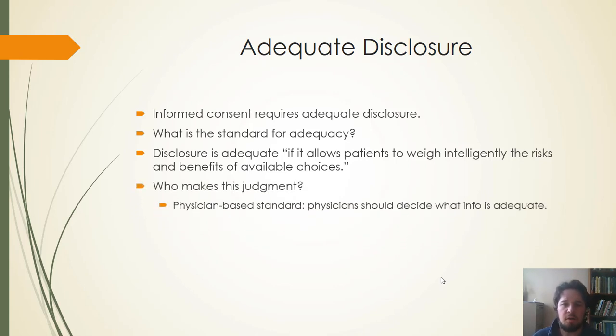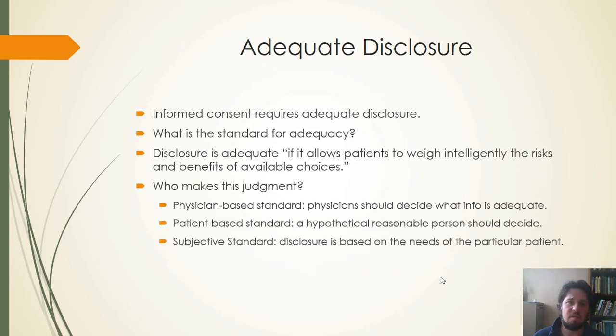Now there's a further question. Who makes this judgment of whether or not enough information is disclosed? Well, there are a few different standards that ethicists debate over. There's the physician-based standard, which basically says physicians should choose what information is adequate. They should make that judgment.